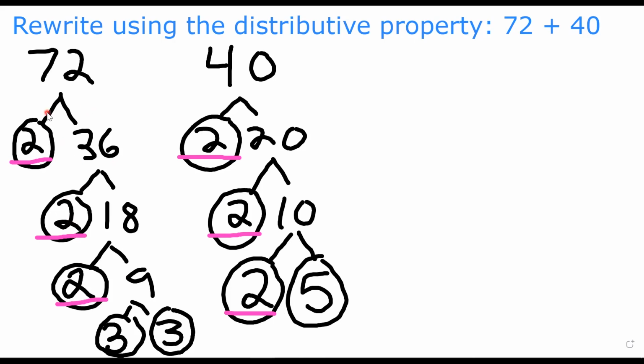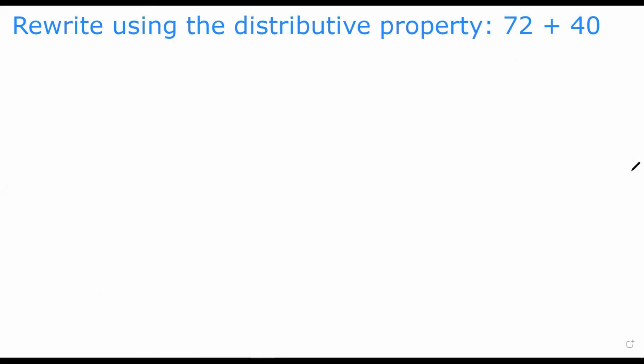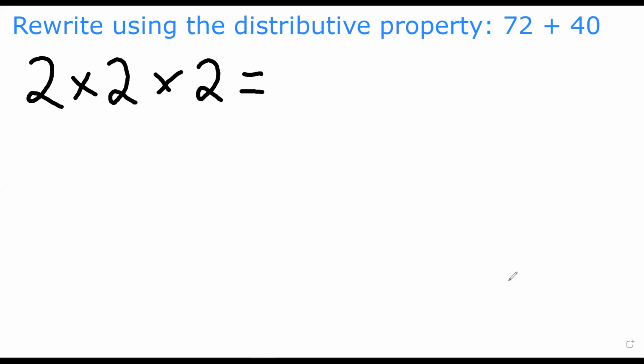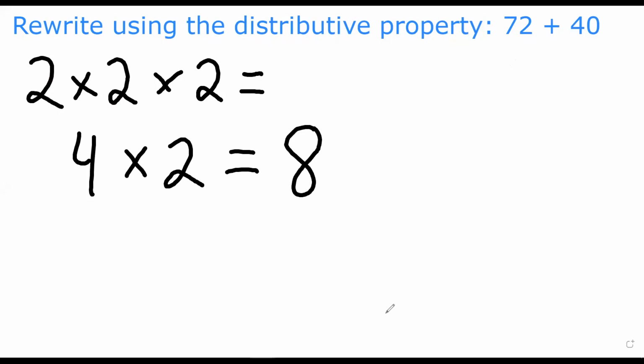So we know that we need to multiply 2 times 2 times 2 in order to find the greatest common factor of these two numbers. 2 times 2 times 2. So we know that 2 times 2 is equal to 4. So we then can have 4 times 2. What is 4 times 2? 4 times 2 is 8. So we know that the greatest common factor of 72 and 40 is 8.